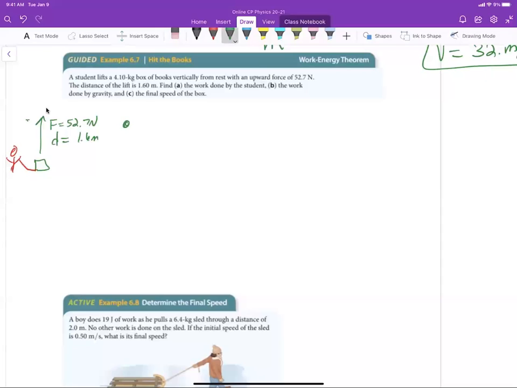So I'm going to draw a free body diagram of the book. The student is putting a force upwards of 52.7 newtons, and I'll call that Fs for the student. I also know there's force of gravity that's acting on the book, which is its mass times acceleration due to gravity. They told me the mass of the book is 4.10 kilograms.